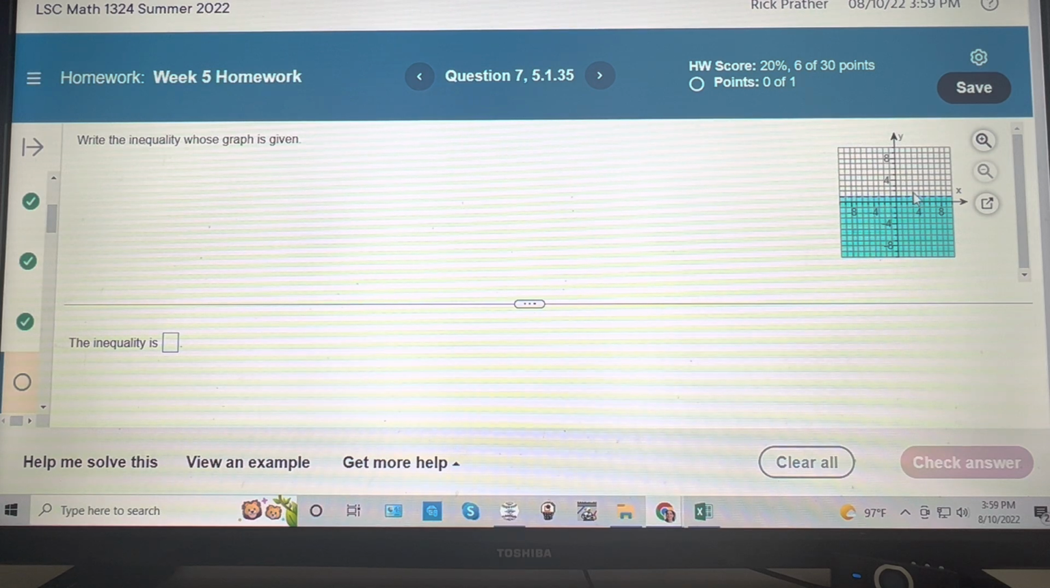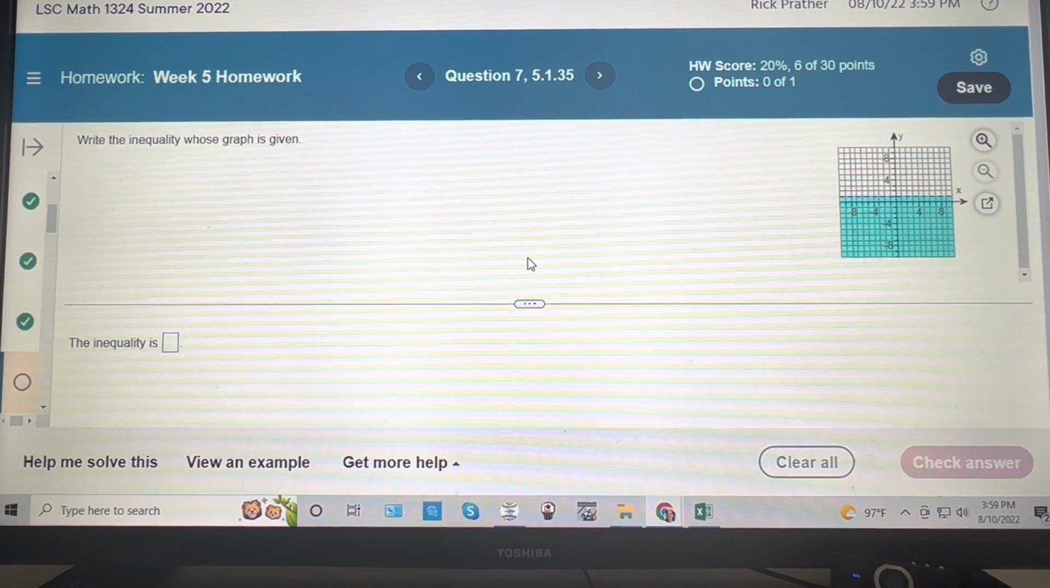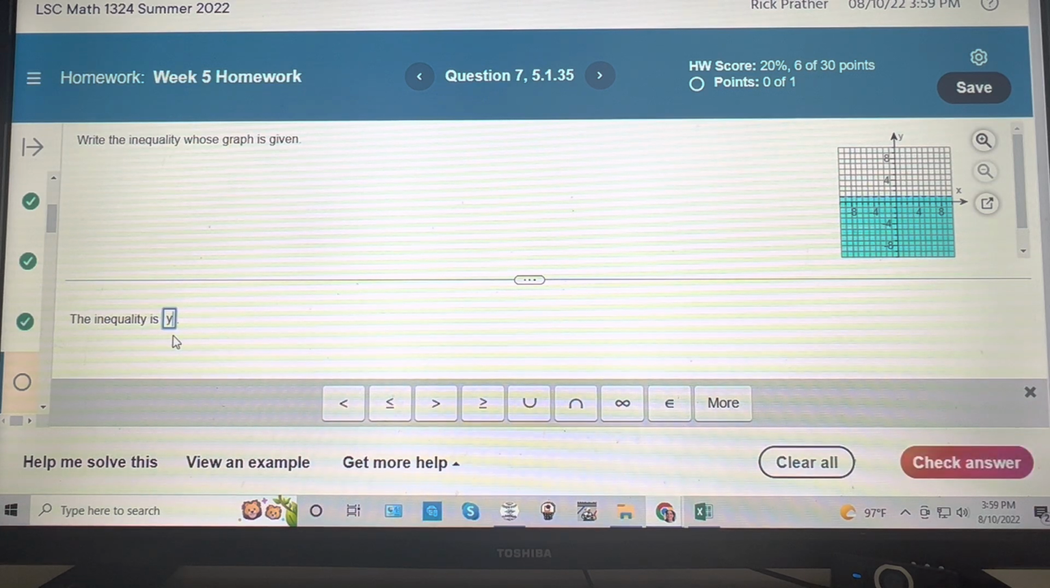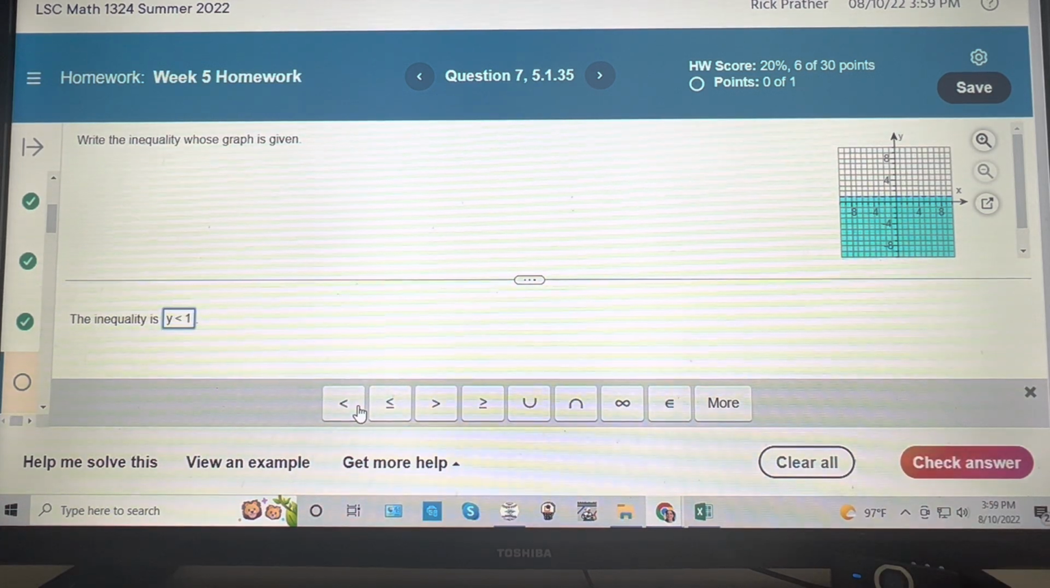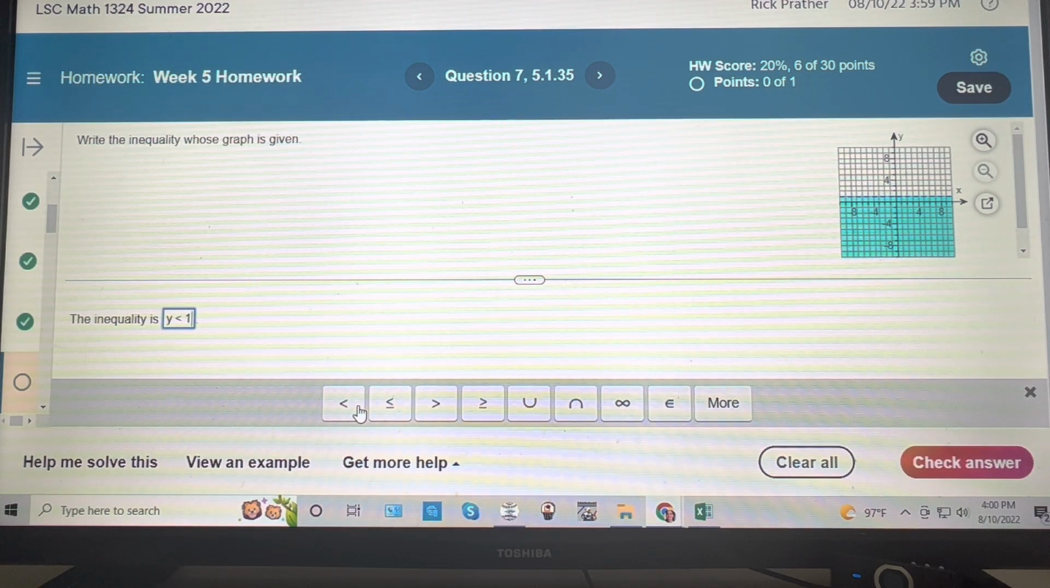Okay, here's a horizontal line. Remember horizontal asymptotes, vertical asymptotes? All horizontal lines are y equals whatever number you're passing through. And all vertical lines are x equals whatever number you're passing through. This dotted line is horizontal and it's passing through 1 because there's 1, 2, 3, 4. So if it was just a line, the equation would be y equals 1. But it's a dotted line and it's shaded down. So that is y is less than 1. Less than, not less than or equal to, because it's dotted, and less than is down, greater than is up.